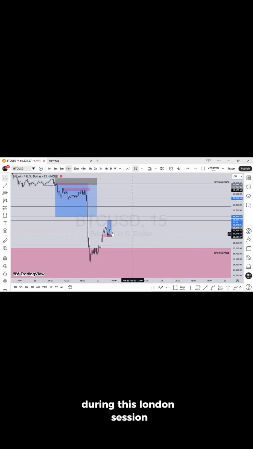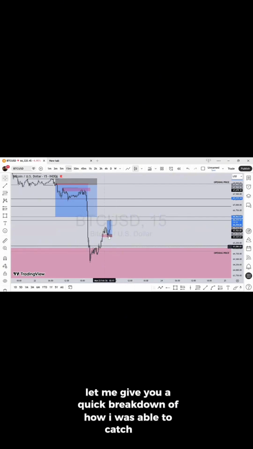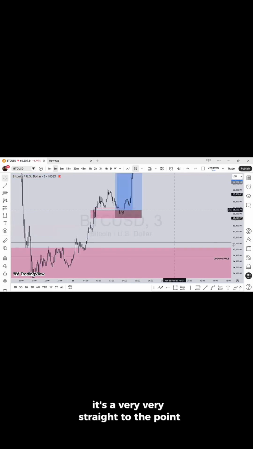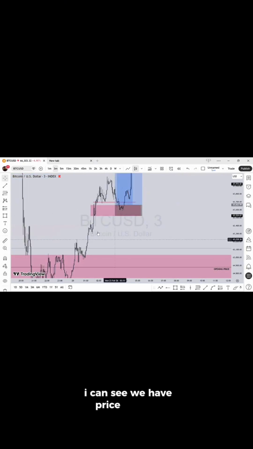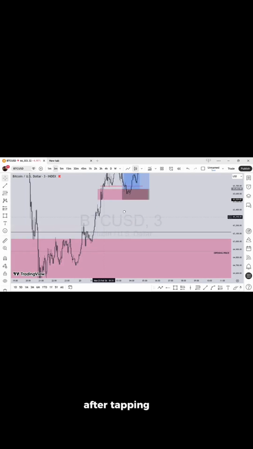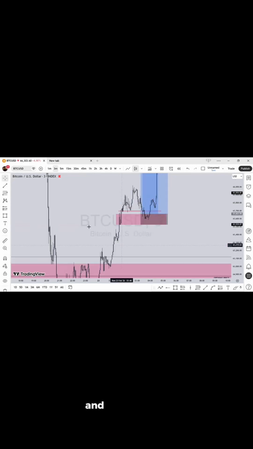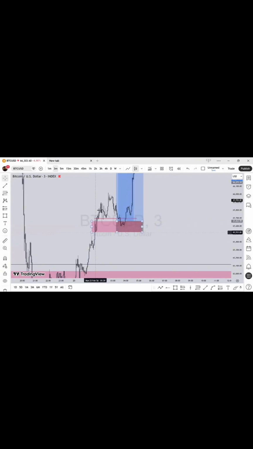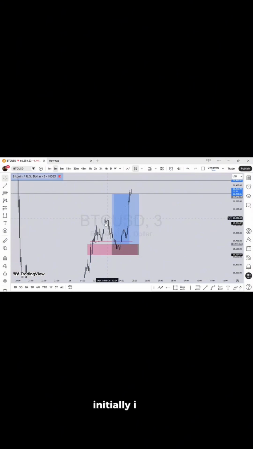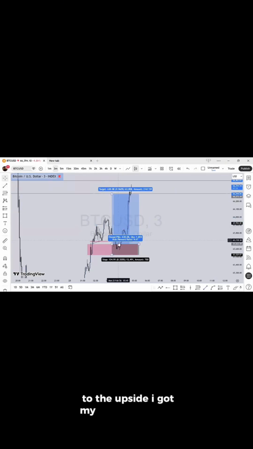During this London session, let me give you a quick breakdown of how I was able to catch this one as well. It's a very straight to the point trade. You can see price moving impulsively to the upside after tapping into this opening price, and that is the order block I got from there. We saw price playing around the level without tapping into it. I consider that to be liquidity. Initially I even thought I had missed out on it, but no. After price was done playing around, it broke structure to the upside again, and after that break I got my entry there, and boom, that is a decent 1:4.